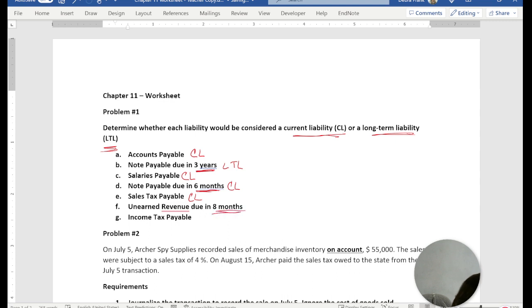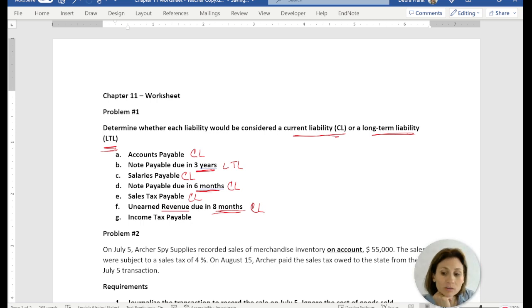This was nice again, unearned revenue. I went over that in the intro as an example, and you can see they identified saying 8 months. If they don't say, assume it's current liability. If they don't say within 8 months, and if they say due in more than 1 year, then yes, we'll make it long-term. So we know it's current liability, and they were nice because they wrote 8 months.